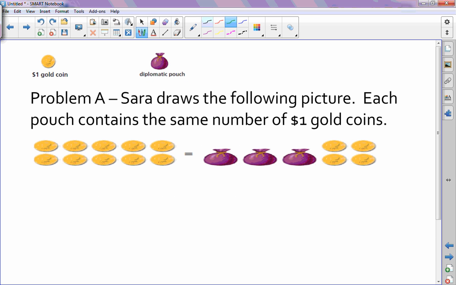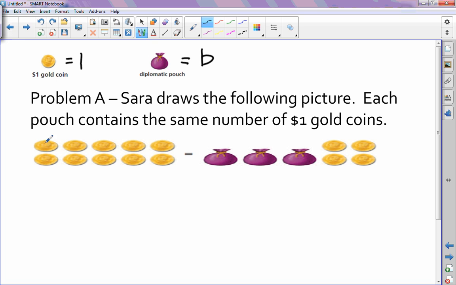So here is our first example. What we're going to do is each one of our coins is going to be represented by the number 1. It's just going to be a constant number. It has no variable or anything with it. The diplomatic pouch, we're going to assign it a variable because it represents an unknown number of coins. So I'm going to use the letter B to represent bags. So here's our problem. We have 10 coins on our left side, and then we have 3 bags plus 4 coins on our right side.